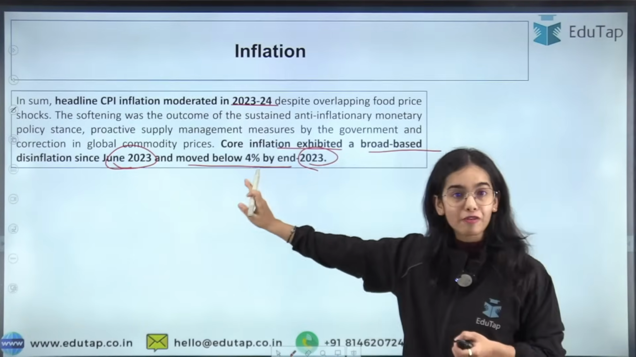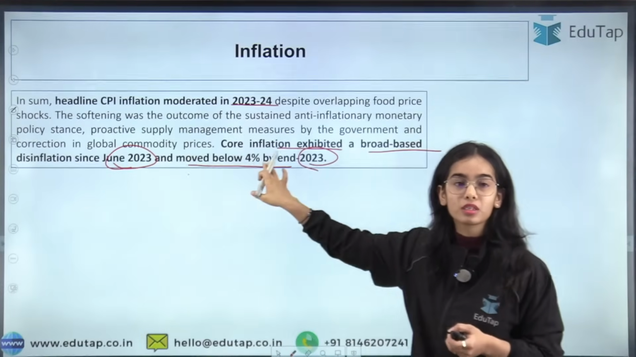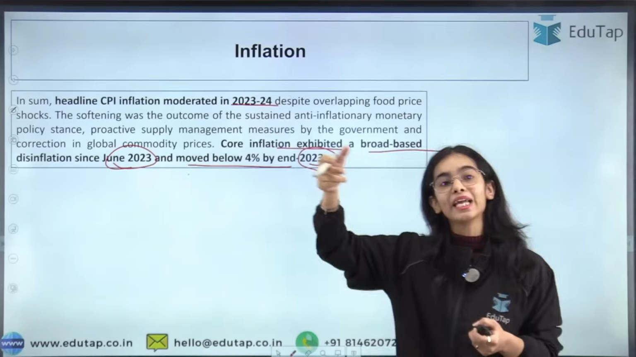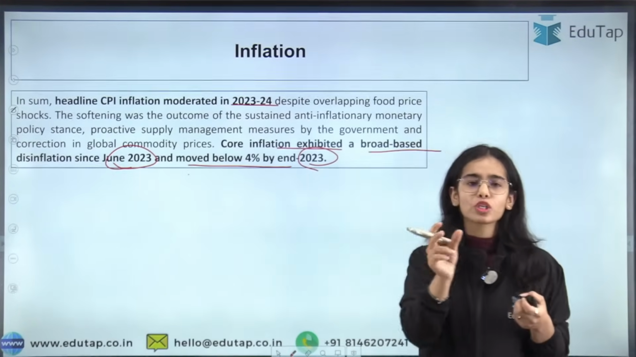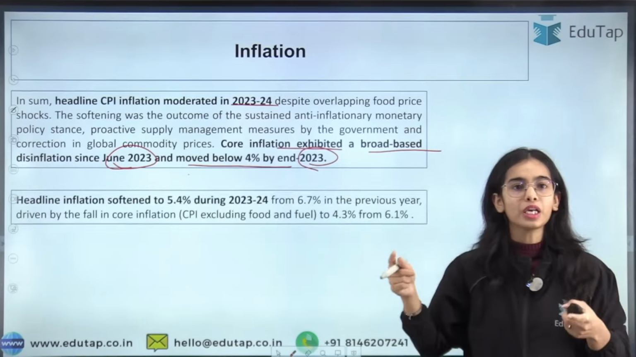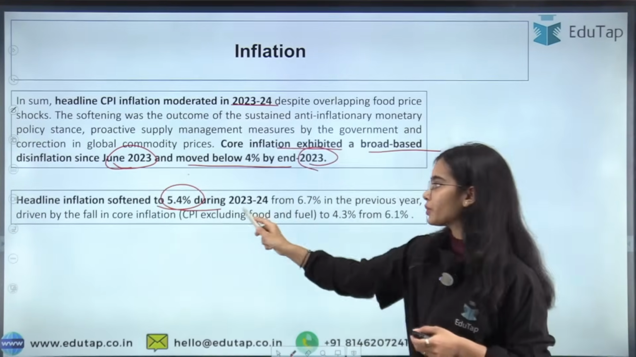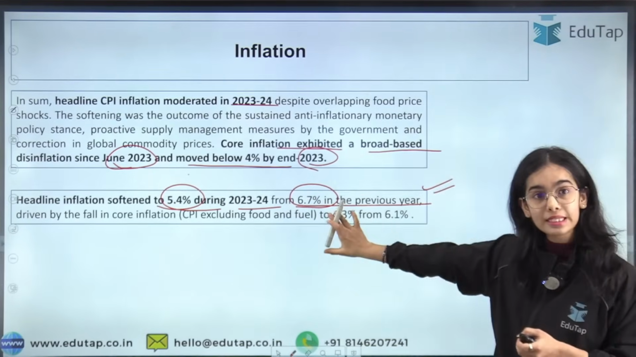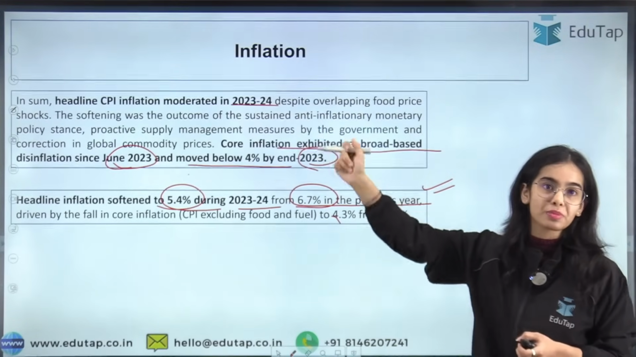So this is not the average, this is the main data point that the below 4% core inflation was achieved by the end of 2023. But if you see the average for the core inflation, that was 4.3% for 2023-24. Headline inflation softened to 5.4% during 2023-24 from 6.7% in the previous year. So I hope you remember this data. We discussed this data in the starting, in the assessment of the domestic economy.